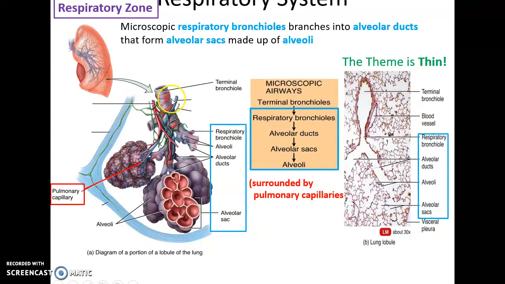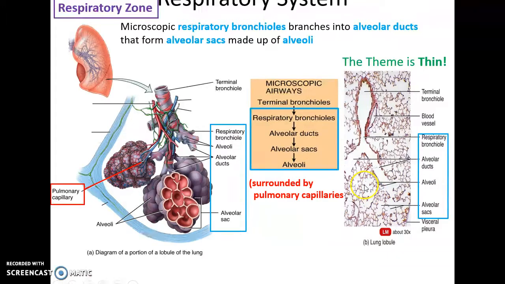The respiratory bronchioles then split into what are called alveolar ducts. Each alveolar duct leads to an alveolar sac, which is this grape cluster-shaped structure. Each of the little grapes within the cluster is one alveolus, so many alveoli make up the alveolar sac. The alveoli and all the various other structures within the respiratory zone are covered with pulmonary capillaries, with blood capillaries that lie next to the thin walls of the alveoli and alveoli-like structures in the respiratory bronchioles.